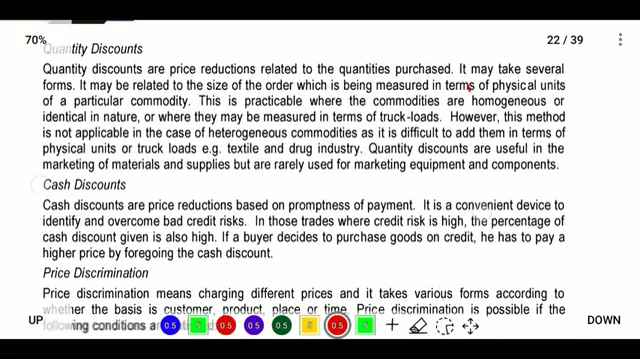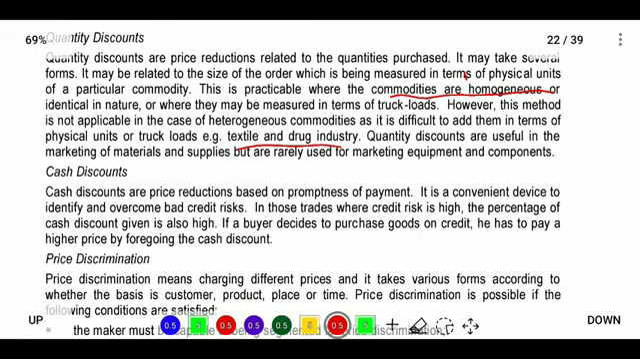This is practicable where commodities are homogeneous. If you are purchasing 10 items of this, 10 items of that, 10 items of another from the same supplier, he will not reduce the price because we are purchasing different products. If you purchase the same product, then we will get the quantity discount, for example in textile or drug industries.